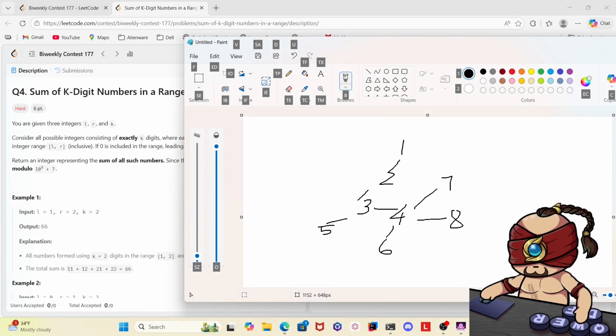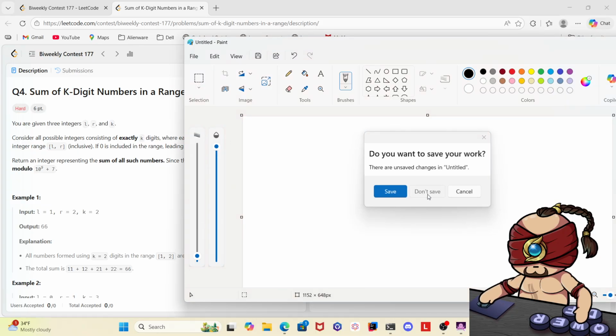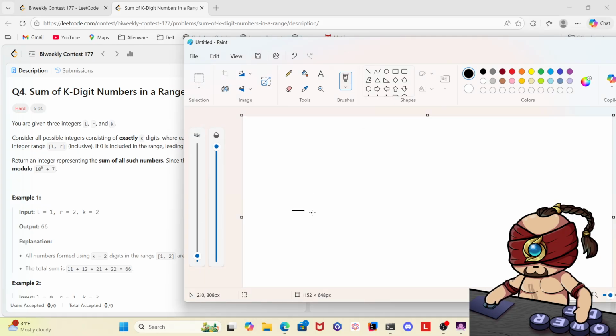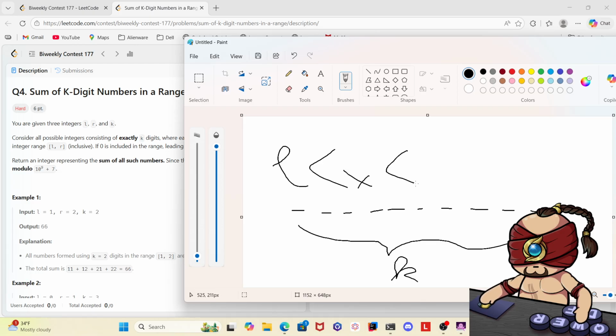Okay, so basically you want these to be k digits, and these are between L and R. So how... well, we can do something. Can we count?